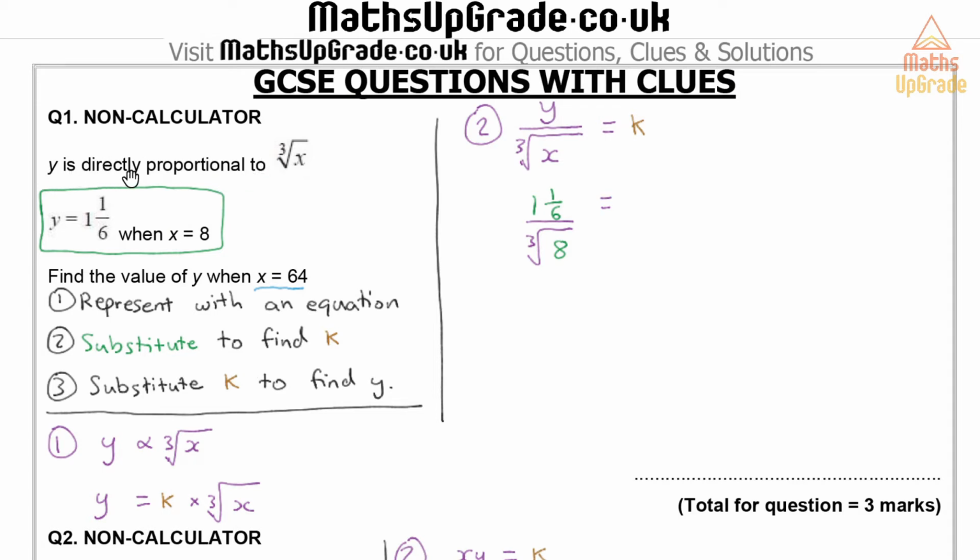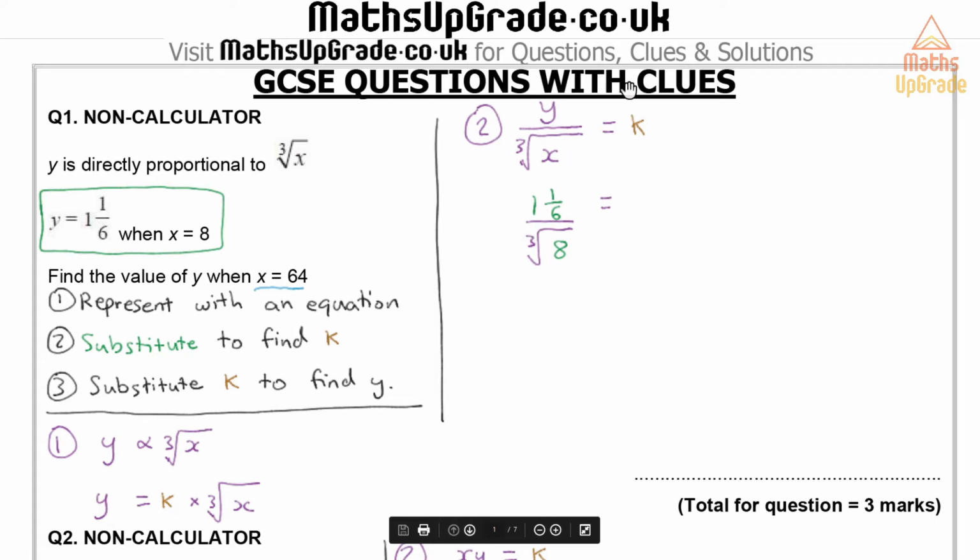Since y is directly proportional to the cube root of x, we can write this. This symbol means directly proportional to. Then we can replace this with an equation. So we say y equals a constant of proportionality here, which I've represented with k, times the cube root of x. This constant doesn't change regardless of the values of x and y. It never changes. So we need to find the value of this. To find the value of this, we're going to substitute these known values in and then find this k.